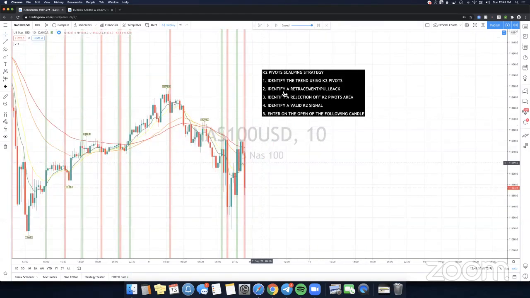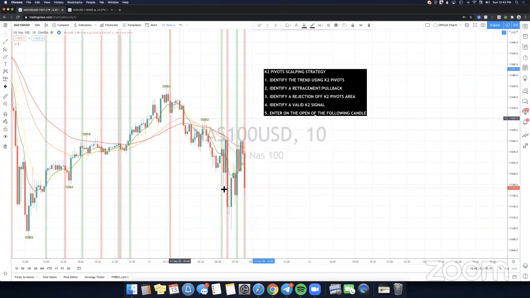The next requirement, you want to identify a retracement or pullback. So you can see right here, price was coming down, came up, and then it came down right here. You can see this retracement from this point right here. So as this goes up right here, this is considered a retracement or pullback. So requirement 2 has been met. So the first requirement and second requirement have been met.